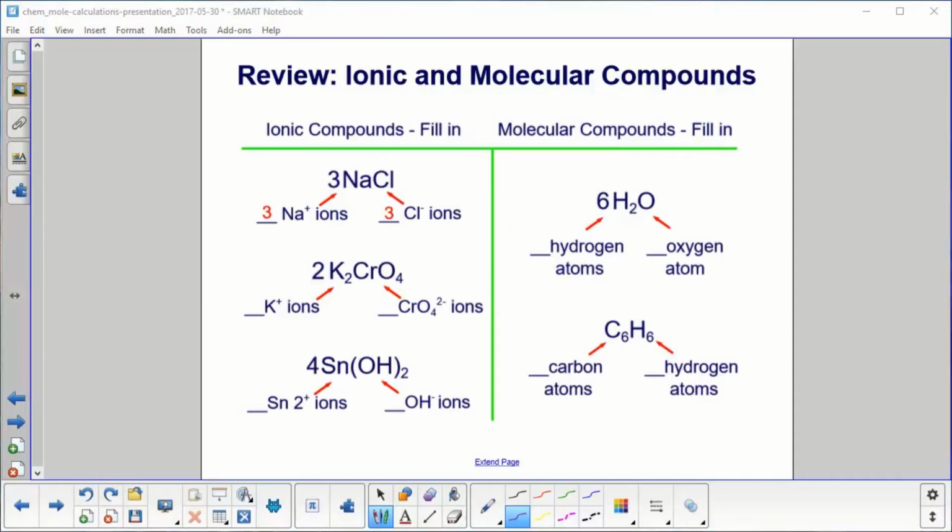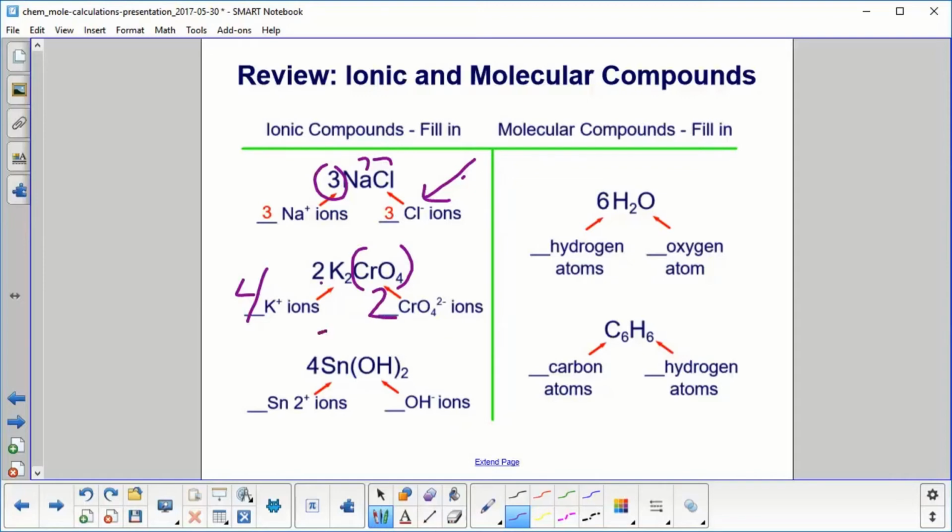We'll start with the ionic compounds. And the first one was done for us. And notice they just multiply the coefficient times however many atoms were there. So here for potassium plus, 2 times 2, 4. And the ion here, the chromate ion, there's only one of them inside the ionic compound, so 2 times that whole configuration there is just 2.